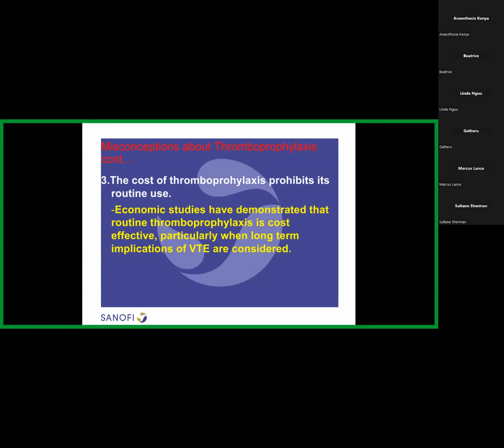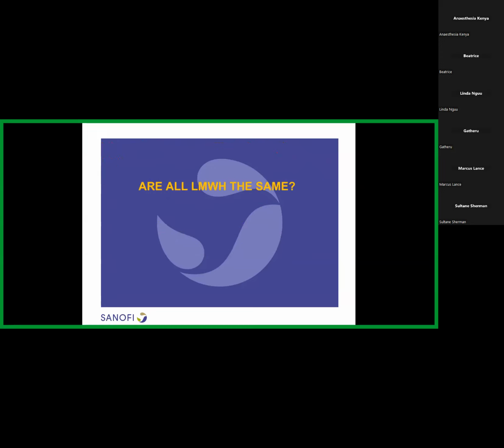Thirdly and lastly, the claim that the cost of thromboprophylaxis prohibits its routine use. Economic studies have demonstrated that routine thromboprophylaxis is cost effective, particularly when long-term implications of VTE are considered. For example, PEs. If we take care of the VTE by prophylaxis, then we're able to prevent PEs, and there is no cost when buying back a life, we cannot buy back a life. So we'd rather bear the cost, but save lives and also prevent things like post-thrombotic syndromes. That would be my message.